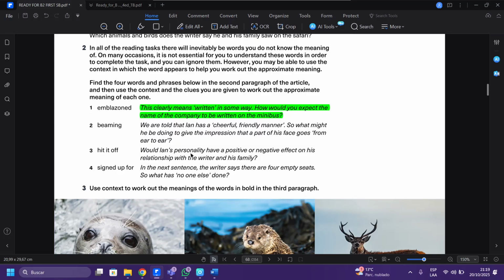Then we have beaming. This is an adjective. And the clue here says, we are told that Ian has a cheerful, friendly manner. This is the key. Cheerful, friendly manner. So what might he be doing to give the impression that a part of his face goes from ear to ear? Another clue. Because he's very happy, he's elated. And he's smiling ear to ear. Can you imagine what it could be, beaming? No? Do you give up?